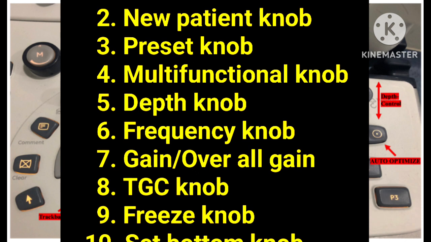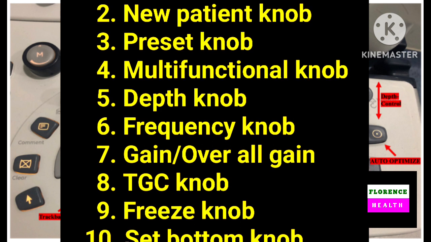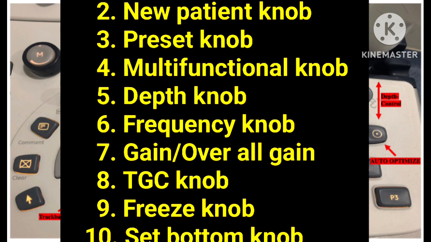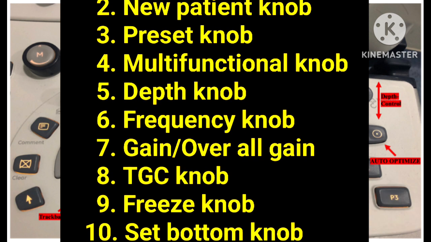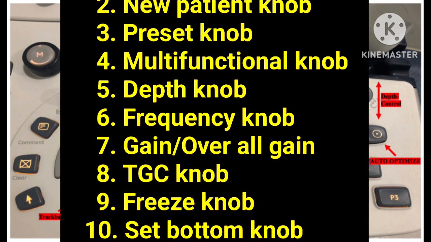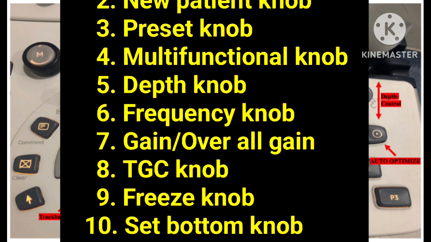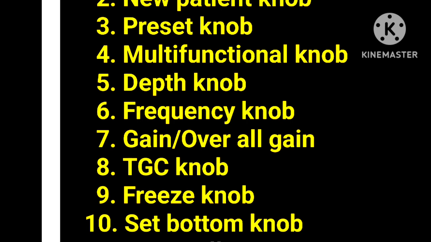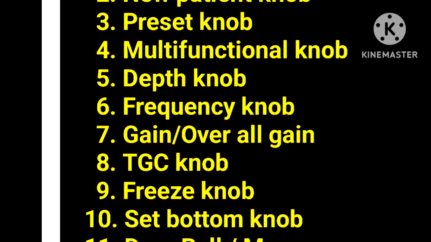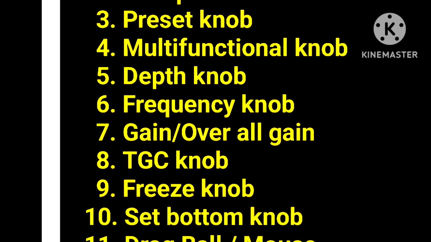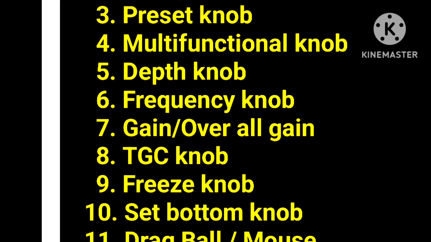By sliding upper group of TGC knobs towards right side, there occurs increased brightness of upper part of image. By sliding upper group of TGC knobs towards left side, there occurs decreased brightness of upper part of image. By sliding middle group of TGC knob and lower group of TGC knob towards right side or towards left side, there occurs increased brightness or decreased brightness of a specific area.